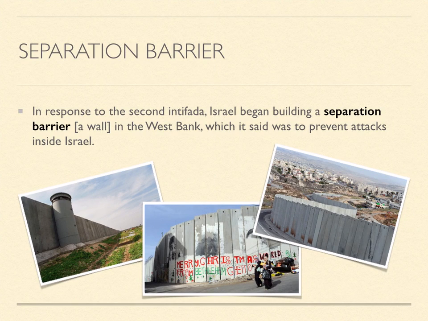Separation barrier. Another thing that happened in response to the Second Intifada was that Israel began to build a separation barrier, a wall, around the Gaza Strip and in the West Bank. They said it was to prevent attacks inside Israel.